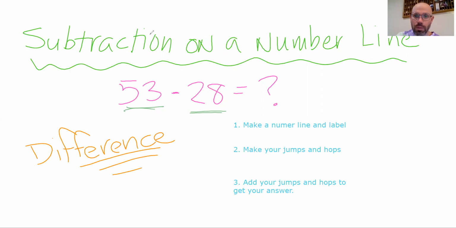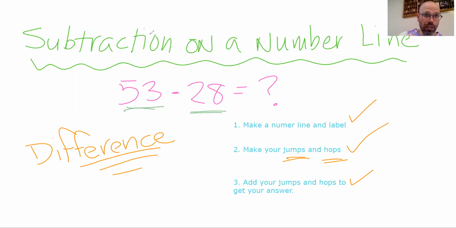So we're going to make a number line. We're going to label it. We're going to show you what that looks like real soon here. You're going to make your jumps and your hops, if you remember from all that amazing work that you did last year with what we mean by jumps and hops. And then you're going to add your jumps and hops together to get your final answer. Okay, so let's dive into that.